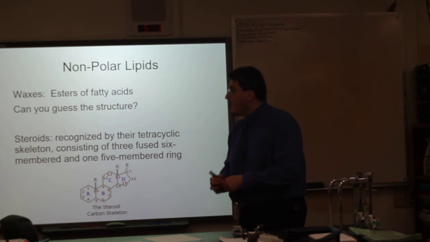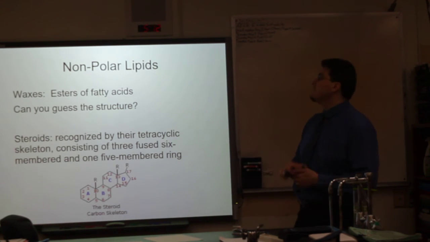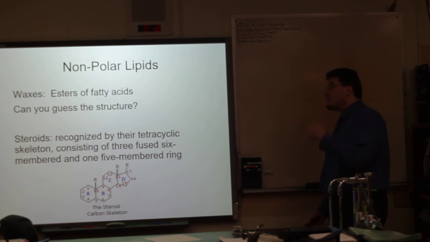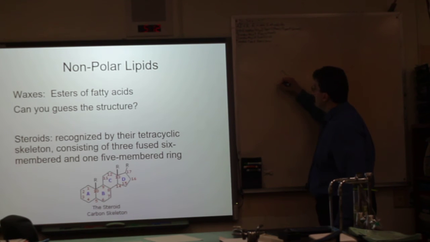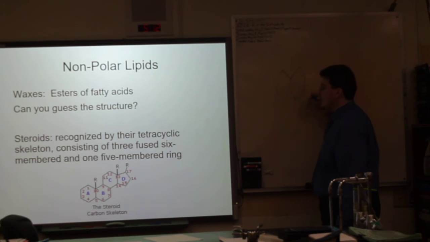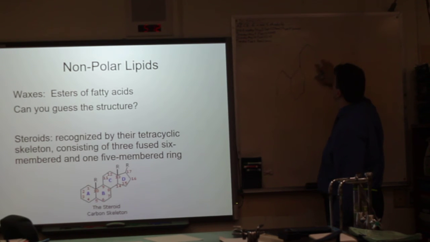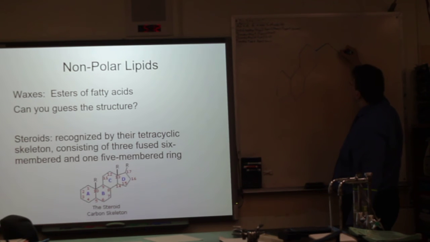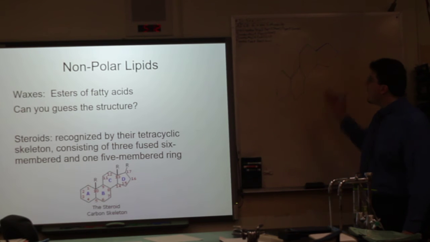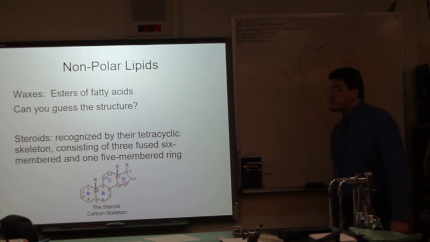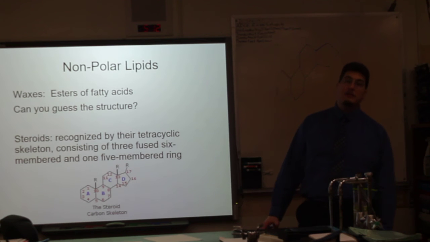Steroids can be recognized by their tetracyclic skeleton, which means 4-ring skeleton. They consist of 3 fused 6-membered rings and 1 5-membered ring. Oh wow, that looks terrible. Let's fix that. All right, there we go. Other stuff will be attached to it, but that other stuff varies and is not something you can be tested on directly.